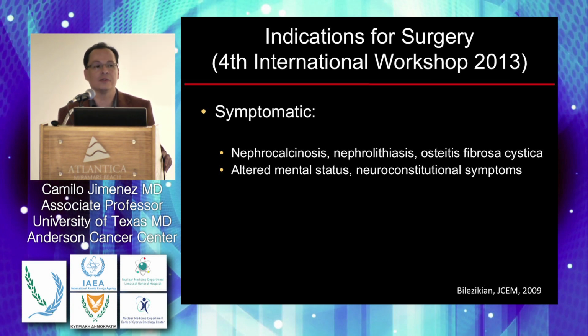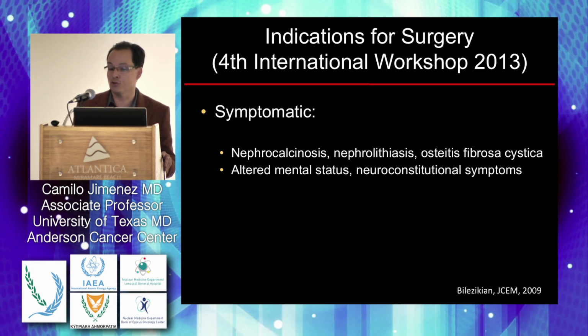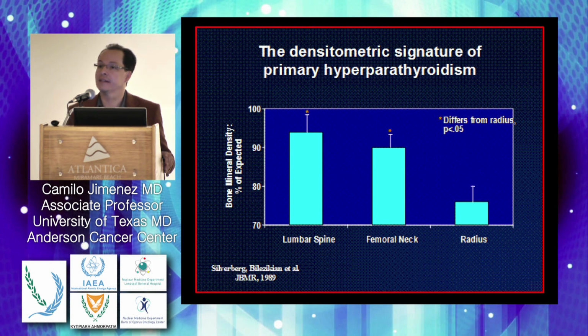Who are the ones who need to have surgery? Of course, those patients who are symptomatic because they are having problems, and that implies that they have an increased presentation of nephrocalcinosis, nephrolithiasis, osteitis fibrosa cystica, altered mental status, and neuroconstitutional symptomatology. There are, however, some patients who may benefit despite the fact that they are asymptomatic. Patients who, for instance, exhibit bone loss. Patients with primary hyperparathyroidism in clinical practice, in many cases, not in all, may exhibit a reduction of bone density at places such as the lumbar spine, the femoral neck, and the radius when you look at this graphic compared with baseline, which is represented here by the top line. So some patients who are asymptomatic may also benefit from surgical intervention.